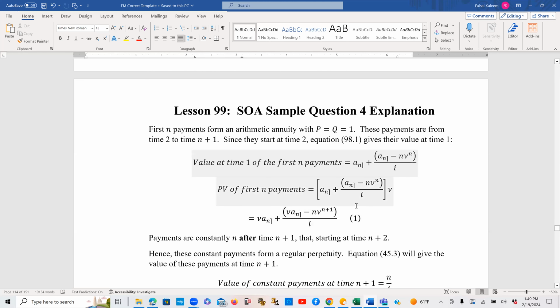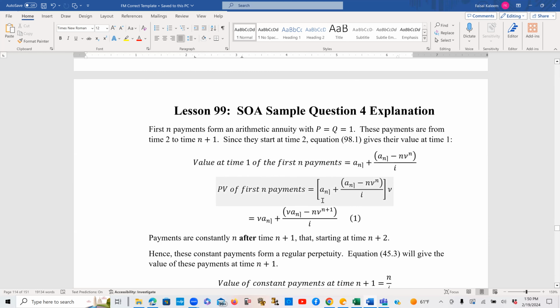So if the first payment is happening at time 2, then the value at time 1 of these first n payments will be P a_n. P is 1, so we just see a_n, and then Q times all this, (a_n minus n nu^n) over i, and Q is also 1. Therefore, the present value of the first n payments is found by multiplying all this by nu, which is 1 over 1 plus i. That way we are bringing the value from time 1 to time 0 by multiplying by 1 over 1 plus i, or nu.